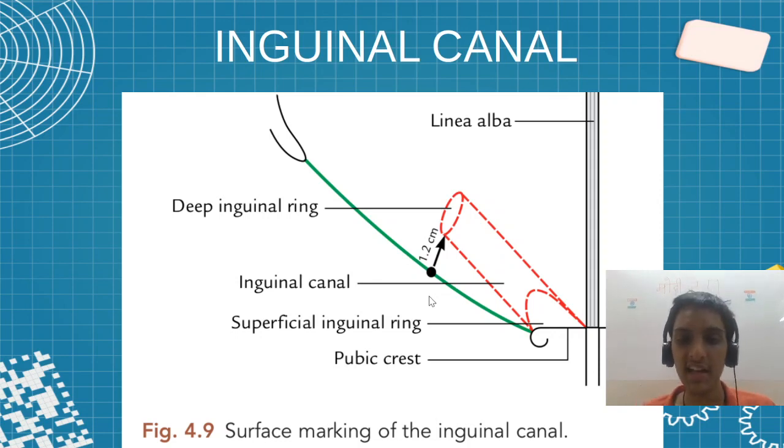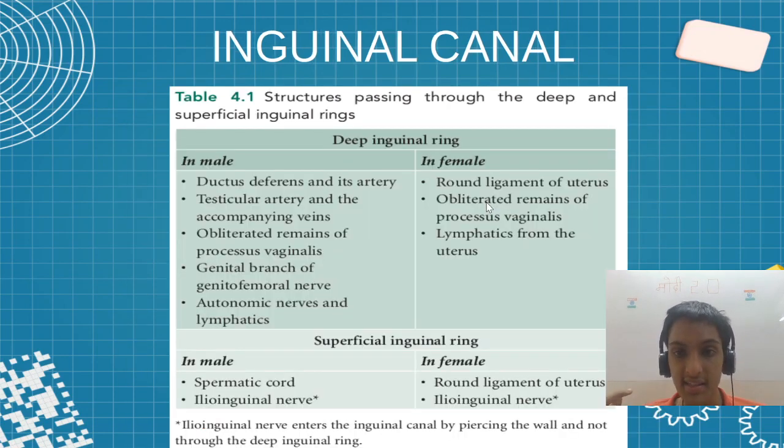1.2 centimeter above the inguinal ligament we find this cylindrical canal, that is the inguinal canal, which has the superficial and deep inguinal ring. Now let us see the structures that pass through these rings. When it comes to the deep ring, we'll see the male and female. In the male, we find the ductus deferens, the testicular arteries and veins, processus vaginalis, genital branch of genitofemoral.